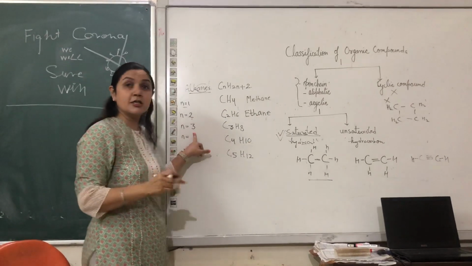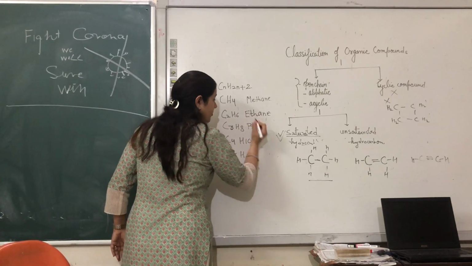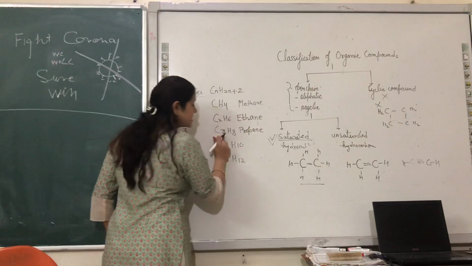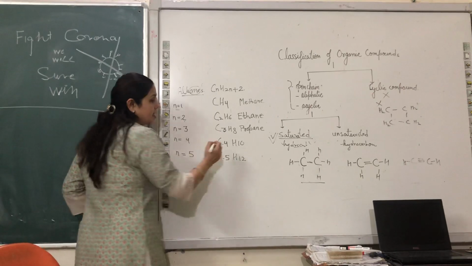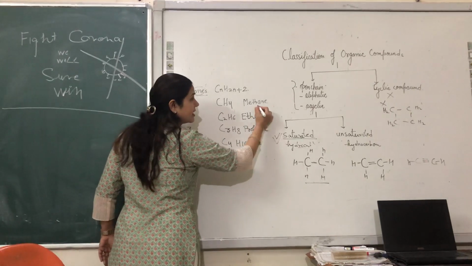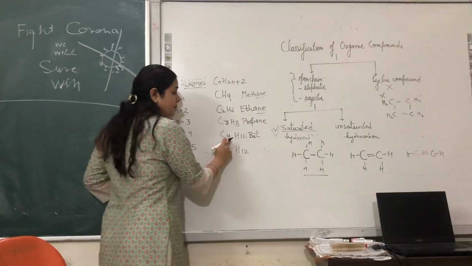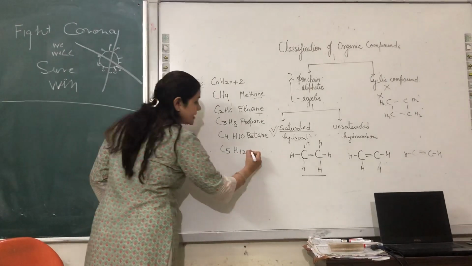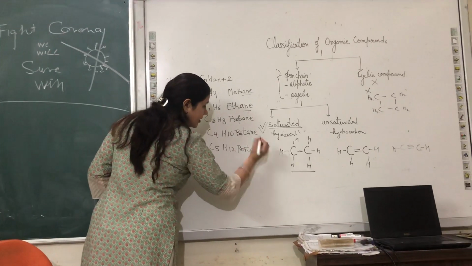n equal to 3. What is the prefix for it? It is prop, and the suffix will remain the same, ane. So the name is propane. When you put n equal to 4, C4H10, the prefix is but, and the suffix will remain the same, ane, because all these come under the category of the alkane family. n equal to 5, the prefix is pent, and the suffix is ane.